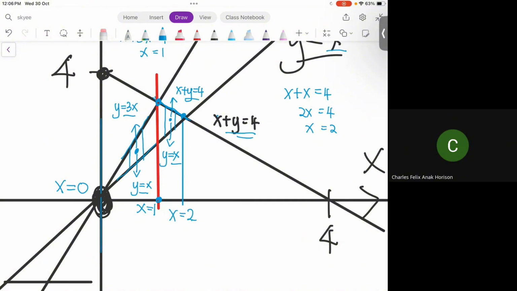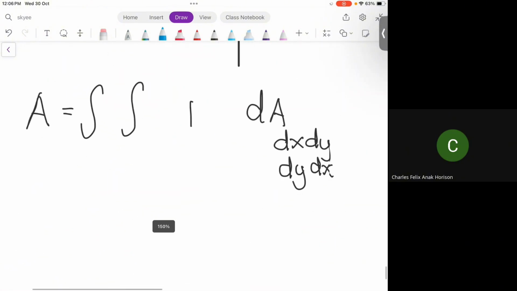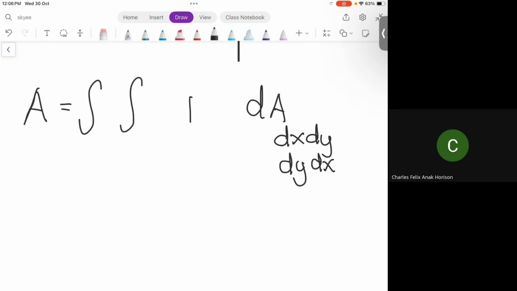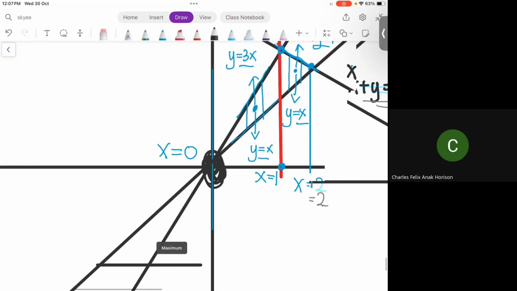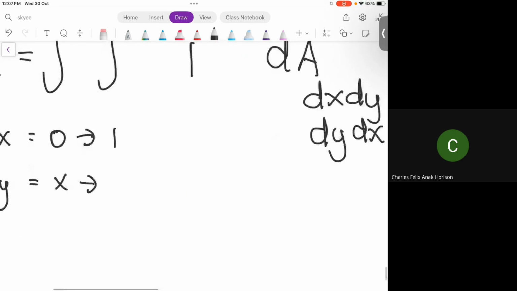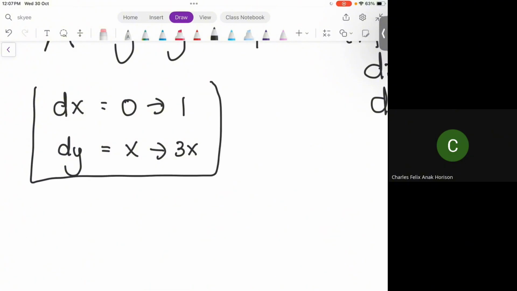Okay? Now you split it into two regions. So when you write down over here, you have to write this way. First of all, let me write down the dx. The dx for the left side will be from 0 to 1. And the dy will be from x to what? To 3x. So this one is the region at the left.